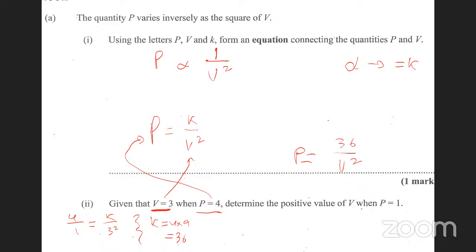Before you said you don't know, just take a little read. What do you think? They want the positive value of V given that P is 1. Tell me what you think we should do. Very good. And substitute what? Work it out fast. Substitute P is 1 and make V the subject of the formula. Tell me what you get. Work it out.